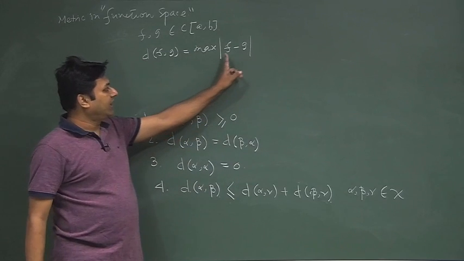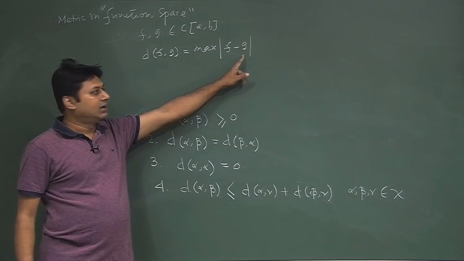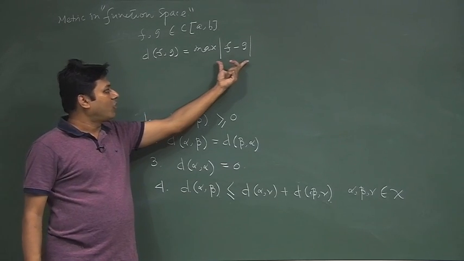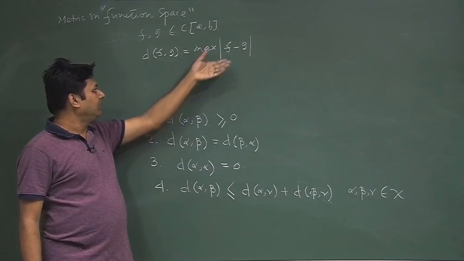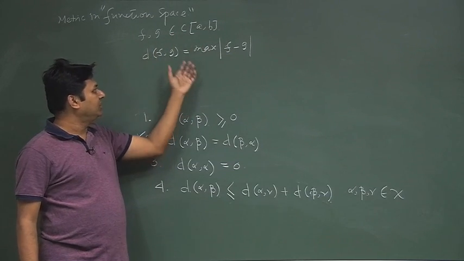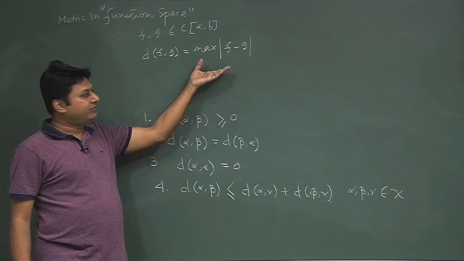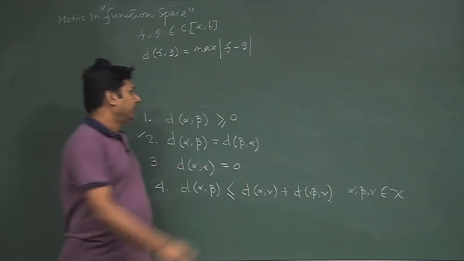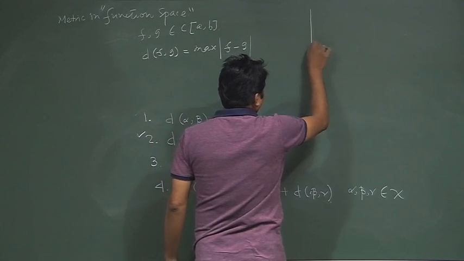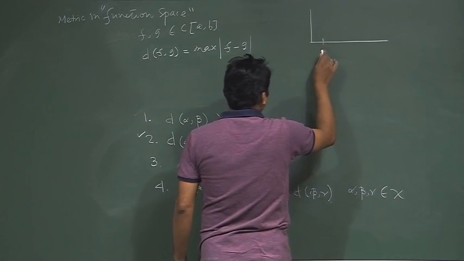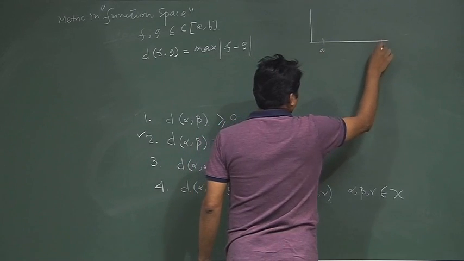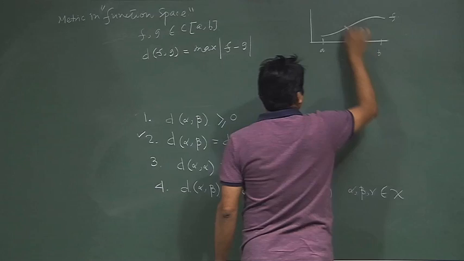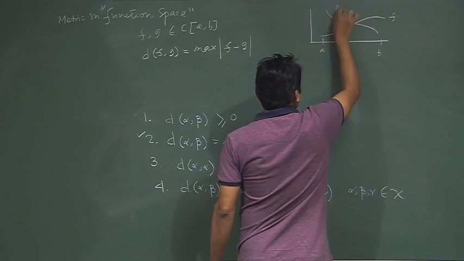So, I have a function f, I have a function g, f minus g will give me another function, take the mod of that function, then the maxima. If I define my D in such a way that I can find that this is following all the 4 rules. Quickly, let us check quickly. So, two functions a and b, one function, say this is my f and this is my g.